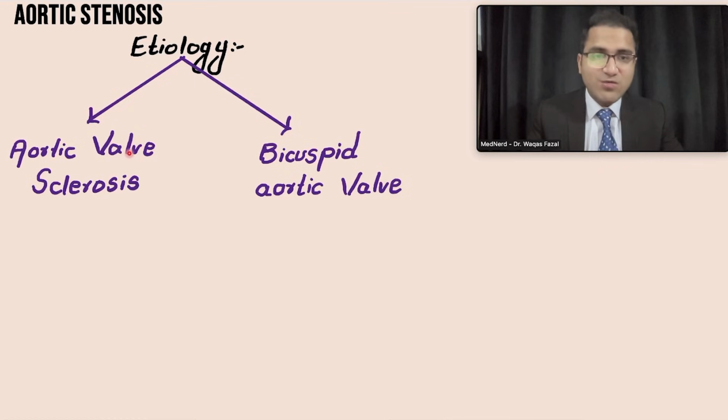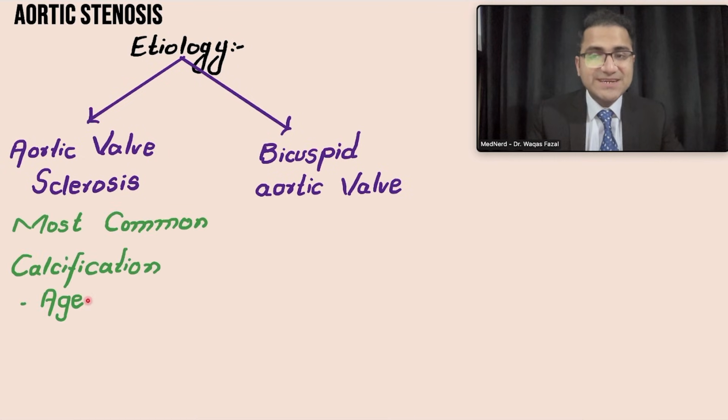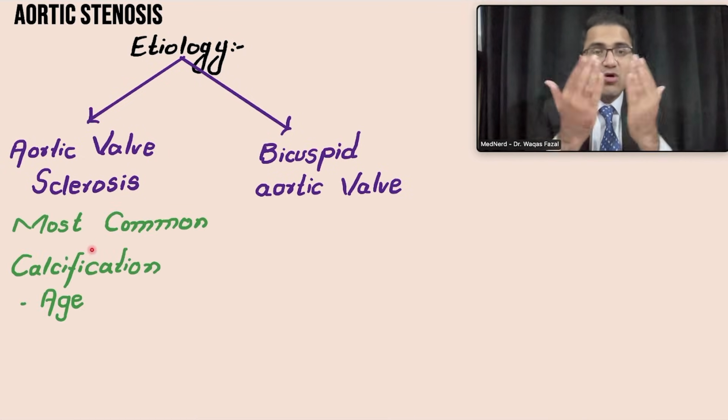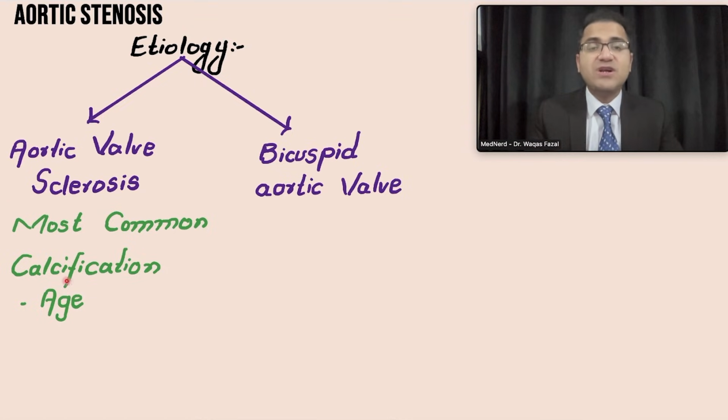Coming to the causes of aortic stenosis. Aortic valve sclerosis is the most common cause, where age-related calcification of the aortic valve occurs that results in fusion of these cusps, and these cusps cannot open up properly. Aortic stenosis is the most common pathology in the elderly population due to the calcification of the aortic valves.